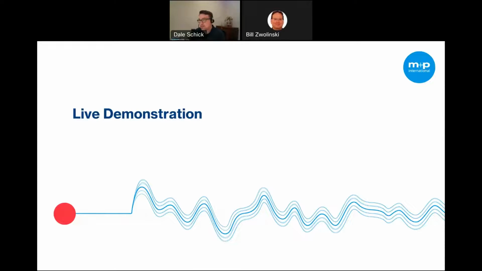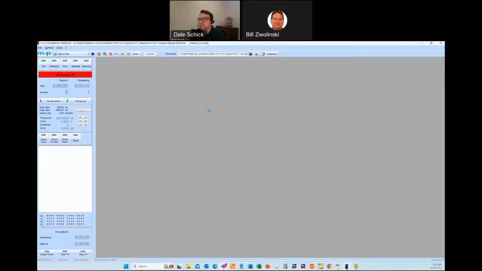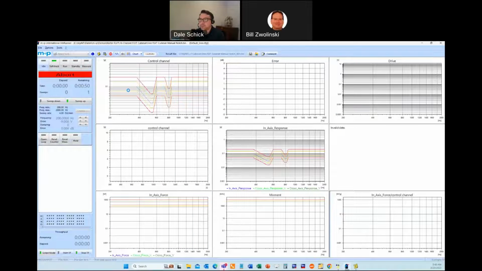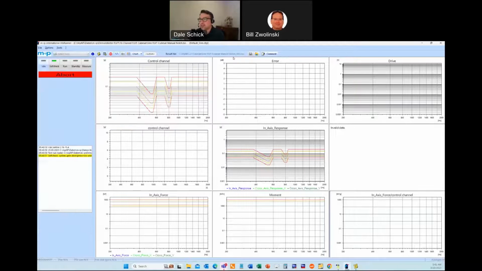So let's run a test. I have here a pre-signature sine sweep that I've used. And we're going to start off with the manual notch. So I'm going to start this in our profile. This is going to run through and do a self-check, which essentially puts a pseudo-random signal to the shaker. And this pseudo-random signal is averaged across the channels to actually make some predictions about how the test is going to run.